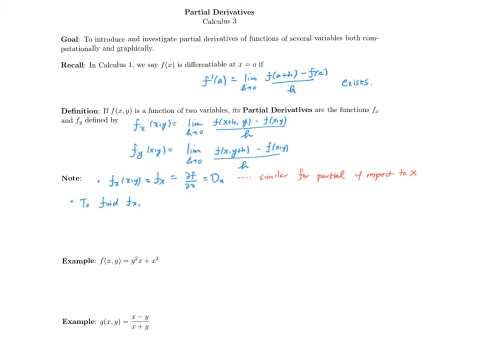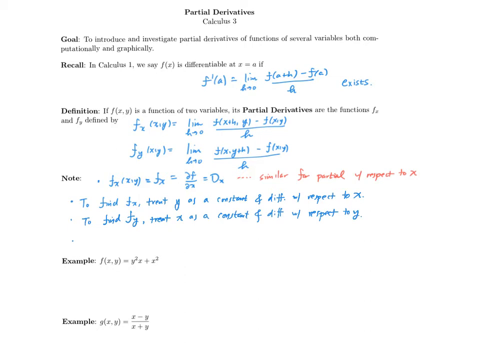So to find f sub x, treat y as a constant, and differentiate with respect to x. And note the exact same thing is true for the partial f sub y. To find f sub y, we now treat that opposite variable x as a constant, and we differentiate with respect to y.